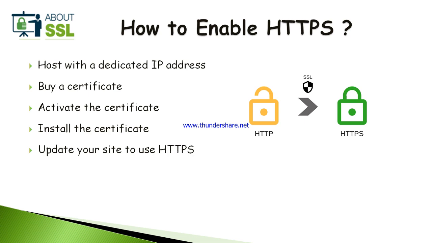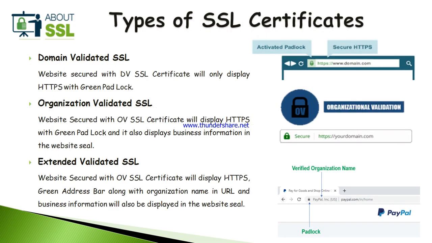Now, how to enable HTTPS? Firstly, we must have a dedicated web hosting with a dedicated IP address. Then we have to buy a certificate and activate it by entering the CSR and private key. Then we have to install the certificate on your server manager or control panel, and then update your site to force it to use HTTPS. Then anyone who accesses your domain name must access the site with HTTPS, a secure SSL connection.